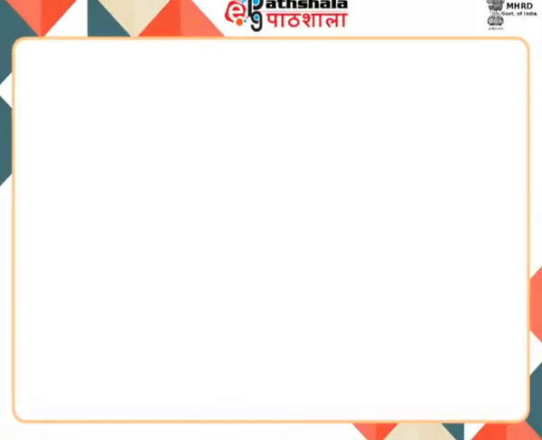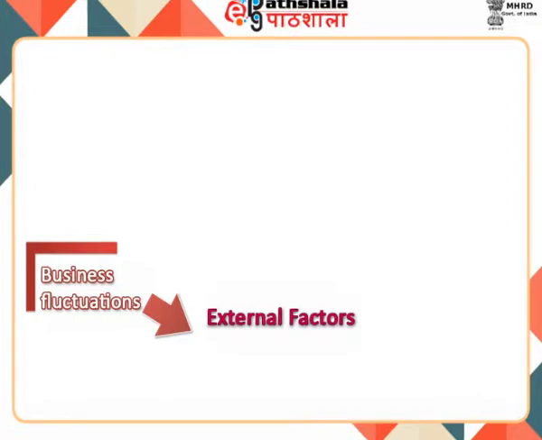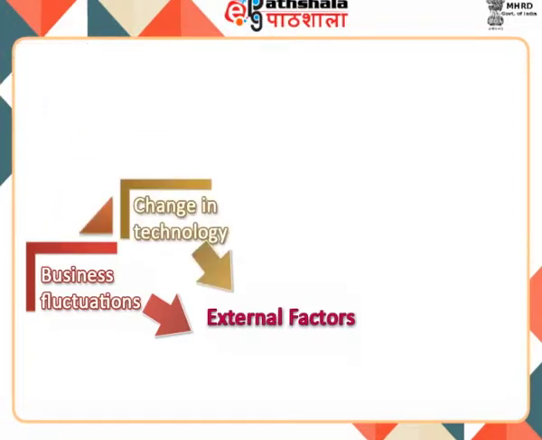Apart from internal factors, certain external factors also affect the working capital requirements of firms. These factors prevail in the entire industry or economy, which affects all the firms in the same way. First is business fluctuations. That is, with the change in the business cycle, requirements of working capital will also change. During growth stage, requirement increases and during recession it goes down. After this, we have change in technology. Improved technology leads to a lesser requirement of working capital and vice versa.